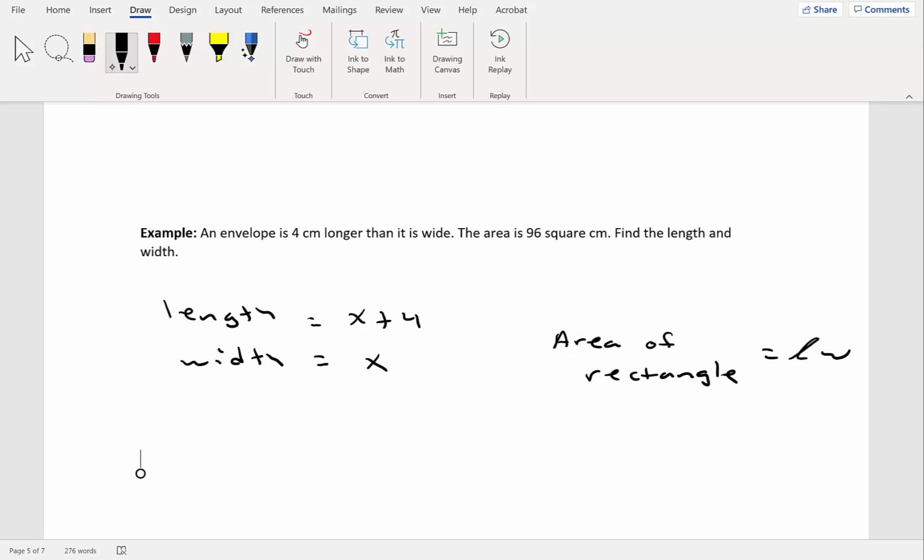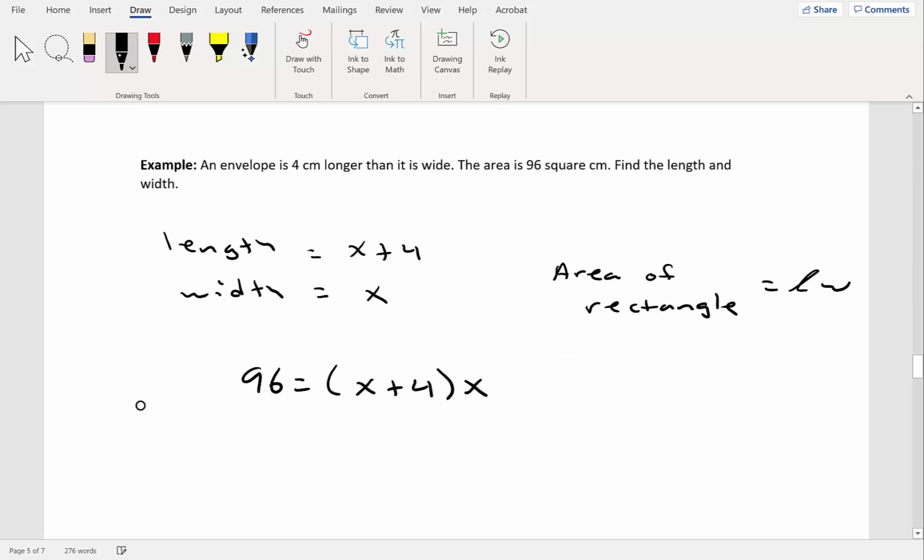Now this formula is going to allow us to set up our equation. So area is equal to length times width. This is telling us that the area of this envelope is 96 square centimeters. So we're going to have 96 is equal to our length, which is x plus 4, times our width, which is x. And now this is the equation that we have to solve. In order to solve this equation, we have to get into standard form. Let's go ahead and distribute out our x's. So we have 96 is equal to x squared plus 4x. And now we have to subtract 96 from both sides.